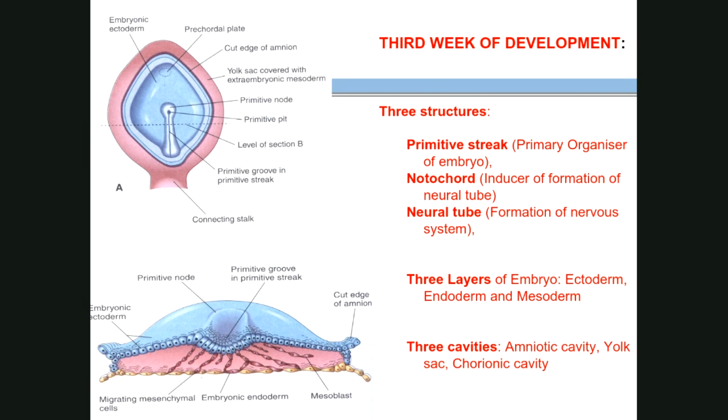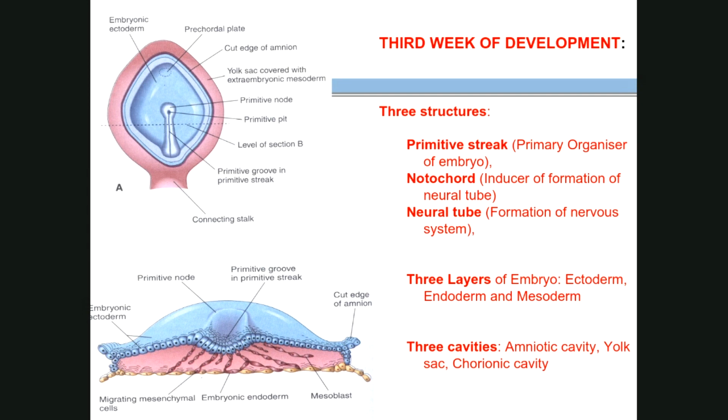And three cavities will appear during the third week of development. What are these three cavities? Amniotic cavity, yolk sac, and chorionic cavity. During the second week, what did we discuss? The amniotic cavity and yolk sac were there. Now one more cavity has appeared, that is the chorionic cavity. So you have the amniotic cavity, the yolk sac, and the chorionic cavity. You will see in successive pictures how these cavities look and where the embryo is hanging within these cavities.